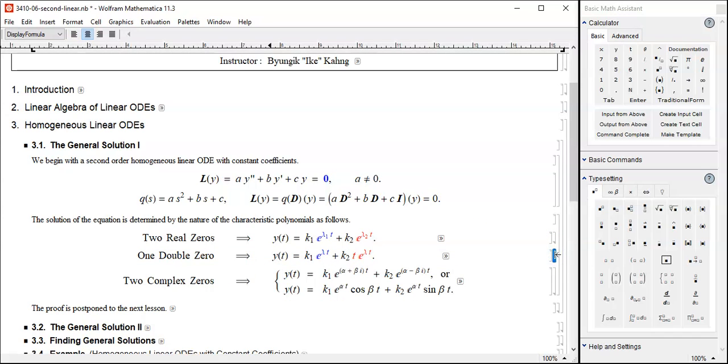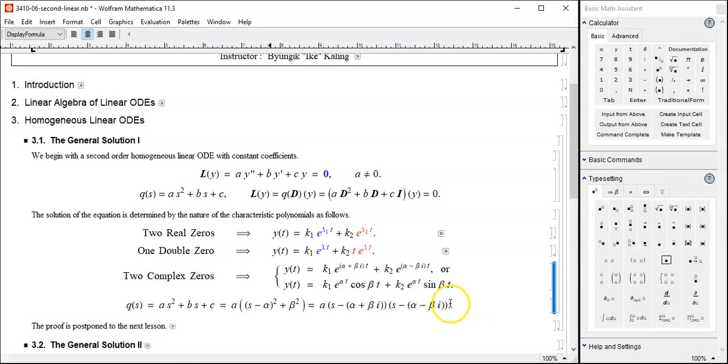Now, what if we have two complex zeros like this? The original quadratic polynomial is irreducible. In that case, it is possible to rewrite it in complete square plus another square form. In the end, we get a pair of complex roots, alpha plus beta i and alpha minus beta i, which are conjugates of each other. And we can go back to the first case and write like the first line here, where lambda 1 and lambda 2 are just complex numbers.